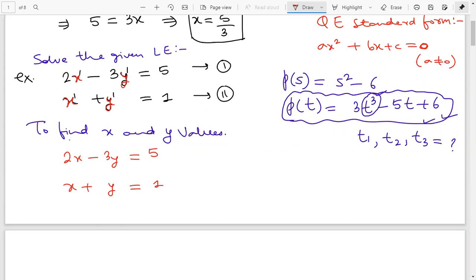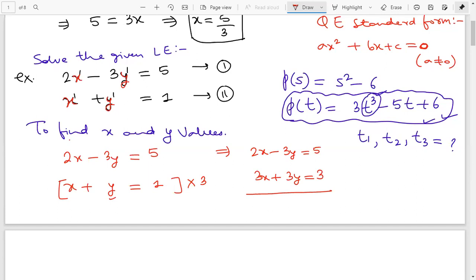Solving means we can make the y coefficients equal. Here, x plus y equal to 1, so we can multiply the second equation with 3, because this y will become 3y, and then we can add. So this implies 2x minus 3y equal to 5 and 3x plus 3y equal to 3.